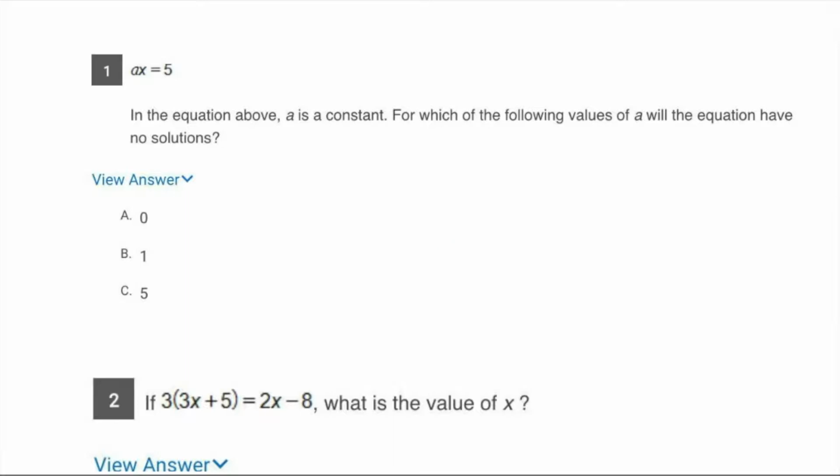These are the first 10 problems on the 2019 May SAT. So number one, we'll go through the easier ones faster.